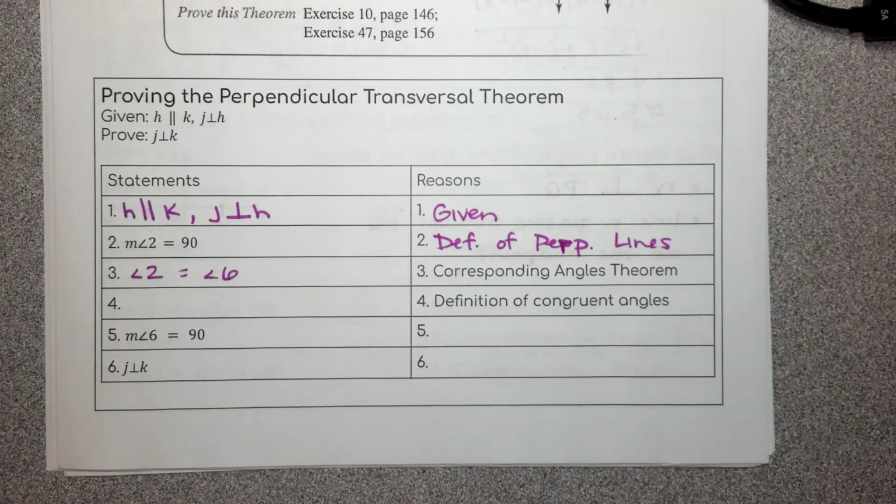So what would our statement be for number 4 if we said the reason is the definition of congruent angles? Congruent just means equal and the same orientation.